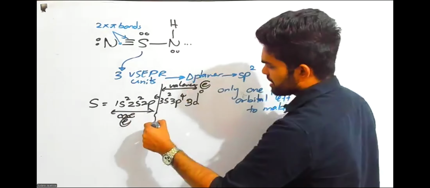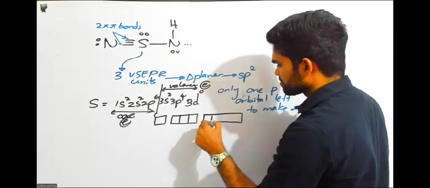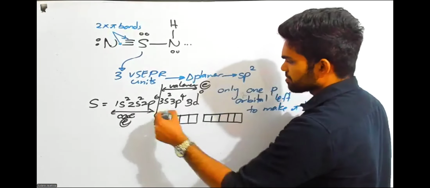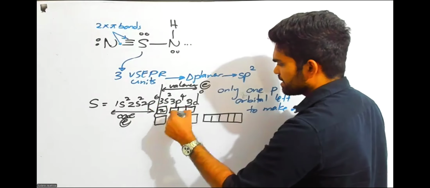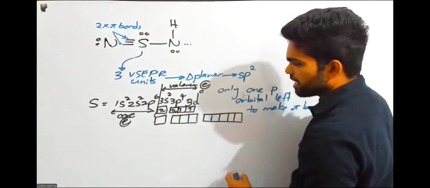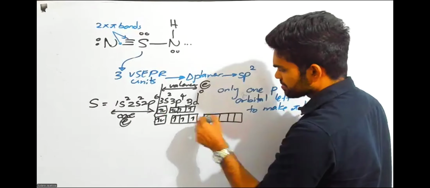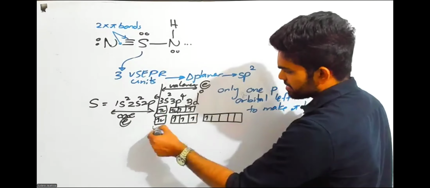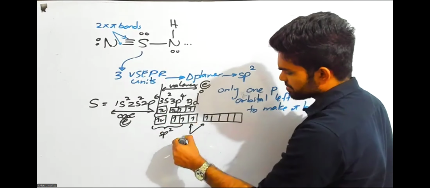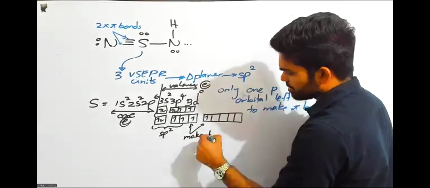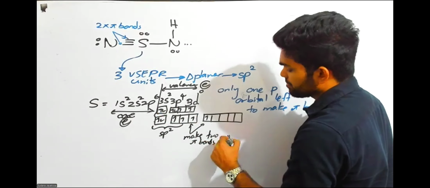Now what will happen is they will be excited. Now here you have 5 orbitals, whereas earlier it was fully completed. One of these electrons will jump to the d orbitals like this, and these 3 will undergo sp2 hybridization, and these 2 can make 2 pi bonds with nitrogen.